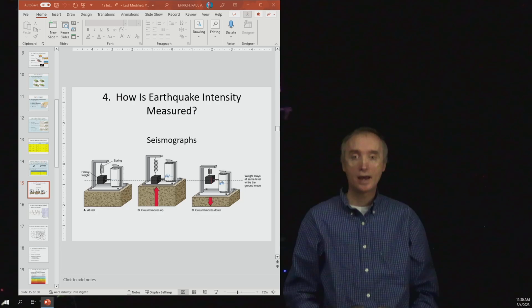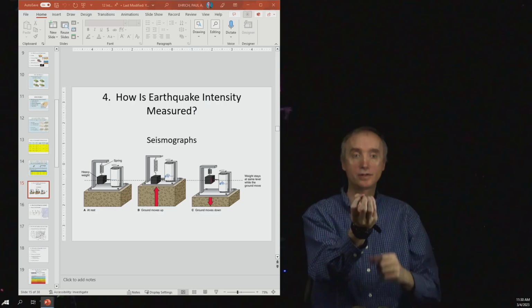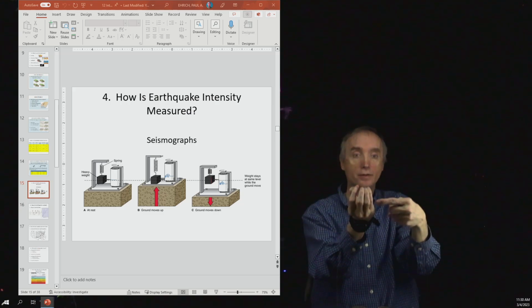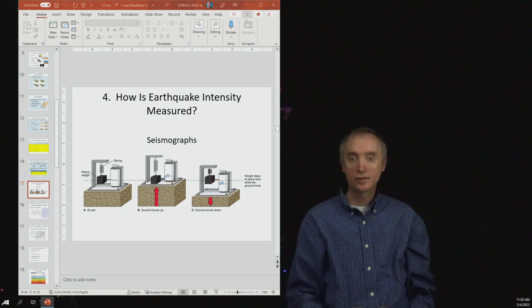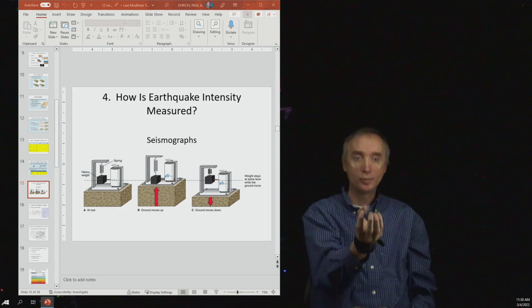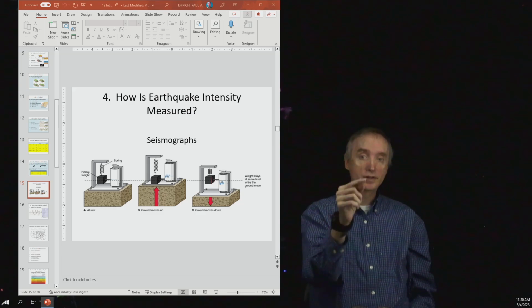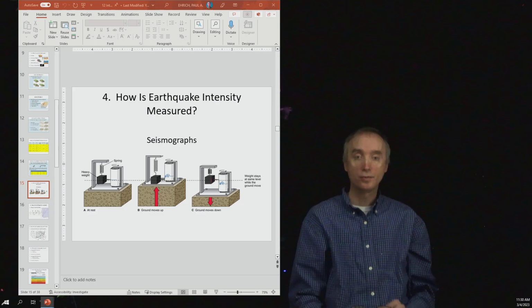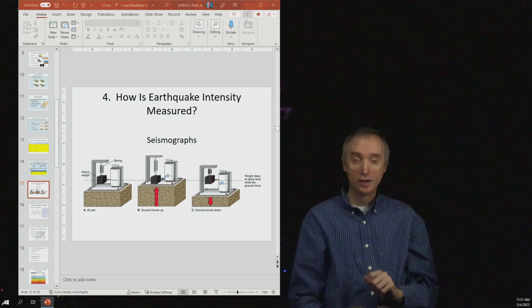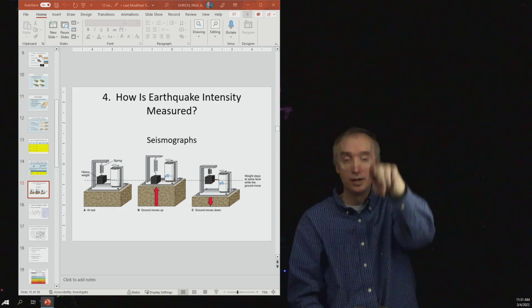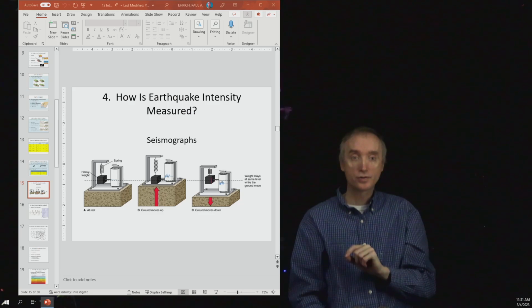Then you're going to have a weight attached to a spring, and attached to the weight is going to be a pen. If an earthquake does happen, the weight is going to move up and down as the ground moves up and down. So the pen's going to move up and down and make scribbles on that strip of paper as it moves past. The greater the strength of the earthquake, the greater its amplitude, which means the greater the height the pen is going to be moving up and down on the strip.